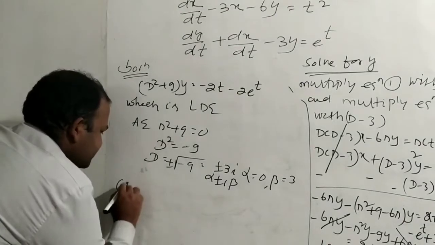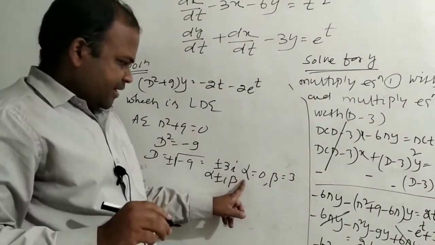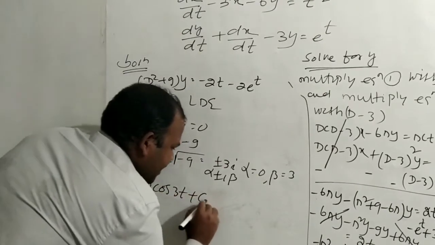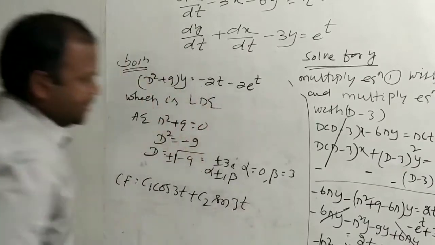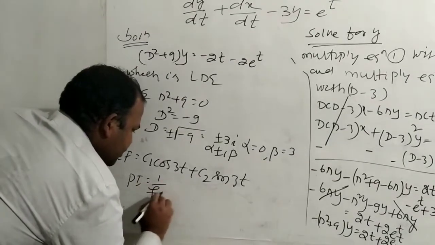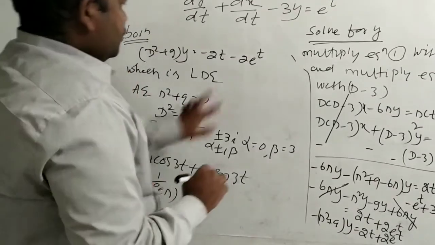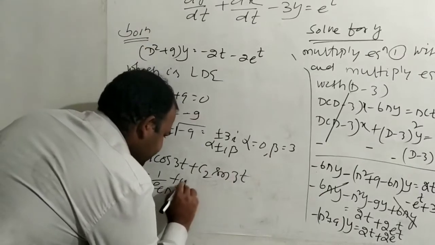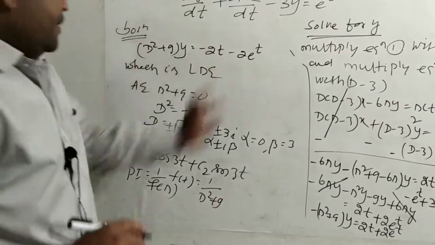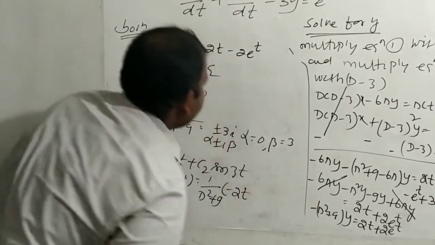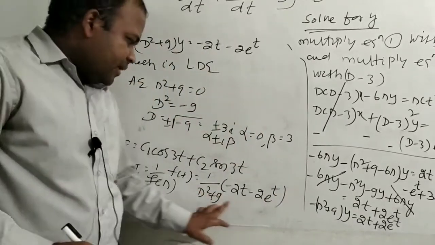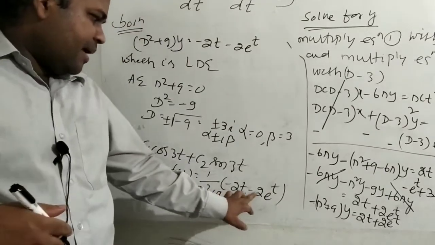So what is CF? CF equals to e raised to alpha t. Alpha equal to 0, that is 1. So this is C1 cos 3t and C2 sin 3t. So now you will find the PI. So PI equals to 1 upon f of d into f of x. So this is f of t. So this is 1 upon d square plus 9 into minus 2t and minus 2 e raised to t. So now you will find the value, the PI of minus 2t and minus 2 e raised to t.